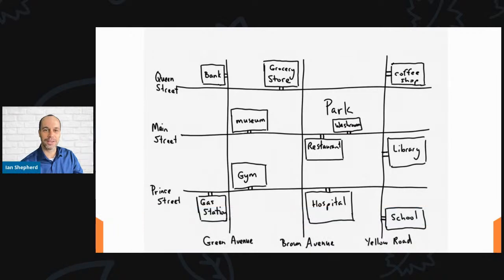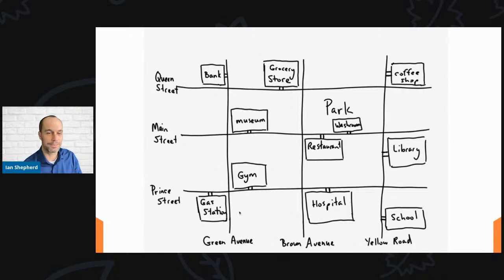You guys are amazing. So just to repeat it, because maybe you didn't quite follow along. We started at the bank over here, turn right on Green Avenue, walk a block down this way onto Main Street, turn left on Main Street and go about two blocks, turn right on Yellow Road, and it is the first building on the left. So the first building you come to on the left would be the library.